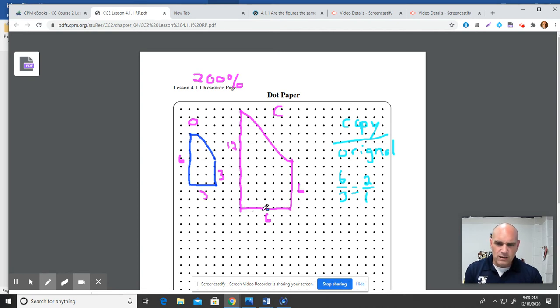Let's do these corresponding sides. This side corresponds to this side. So it's the copy over the original. 6 over 3 again, which reduces down to 2 over 1, which is 2. So what is my scale factor? It has a scale factor of 2, which should make sense because I doubled it. 2 is the same thing as 200%, because if I turn 200% into a decimal, it becomes 2.00, which is just the exact same thing as 2.